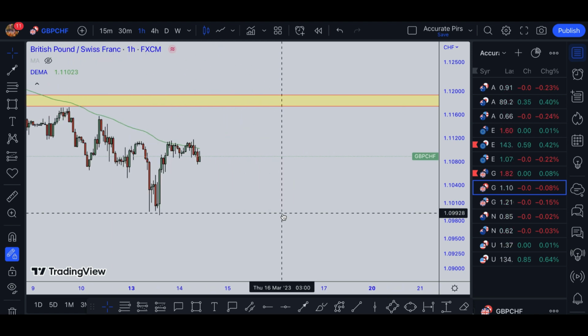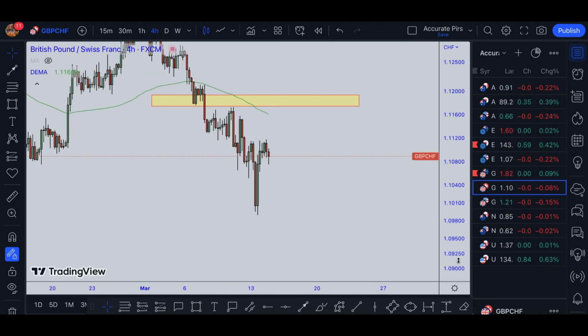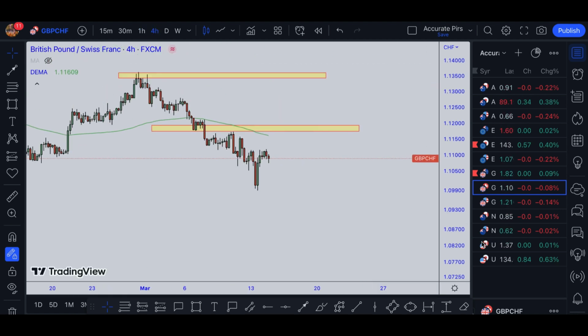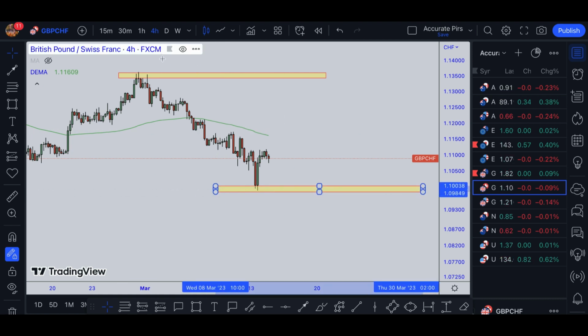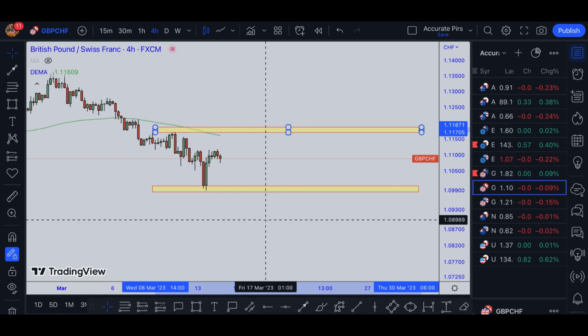Right, this is definitely in a downtrend, the way it's moving. For now, I'll skip past GBP CHF again. We've had a break of this support level, you can see. So I'm going to make this level right here our new support level, and this level here our new resistance level. So let's just keep an eye on GBP CHF.